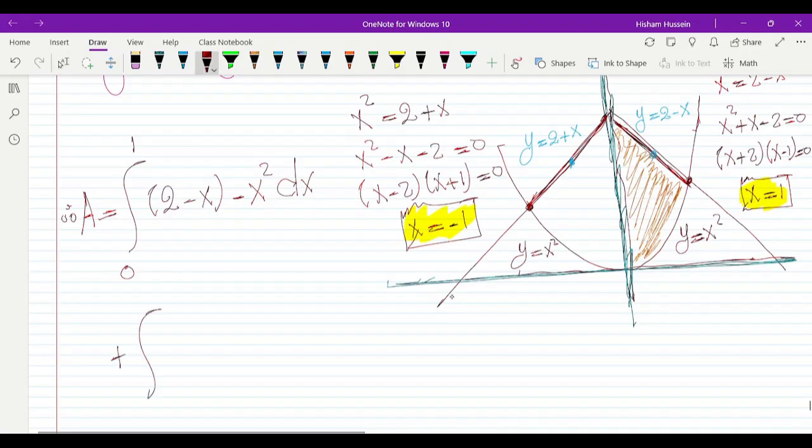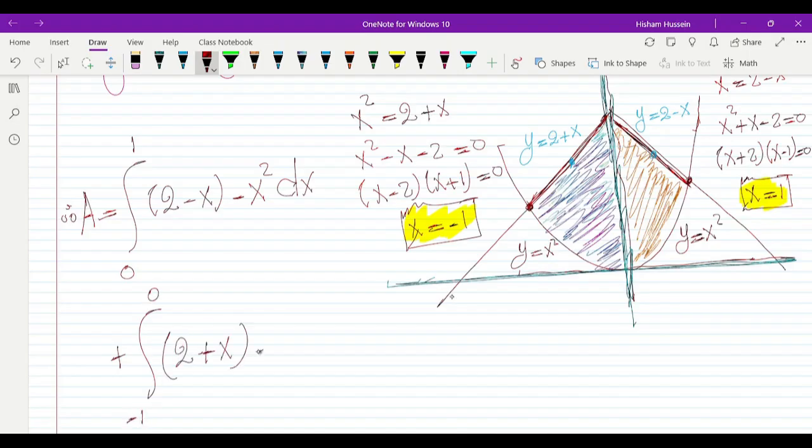Plus the integration, the second area is this one. Integration from negative 1 to 0. The upper curve is 2 plus x, minus x squared, dx. I think it's easy to evaluate both integrals and substitute with the limits.